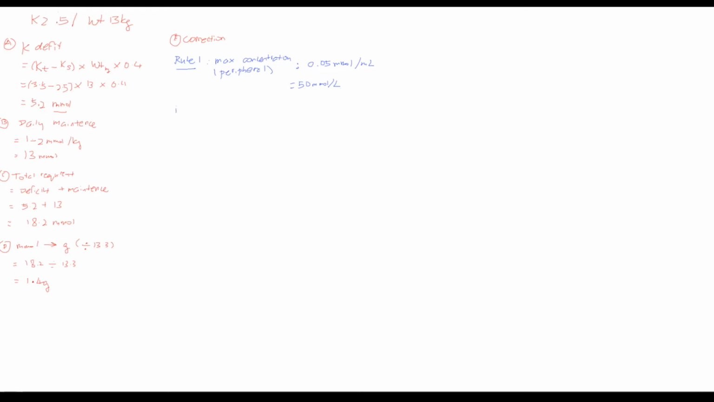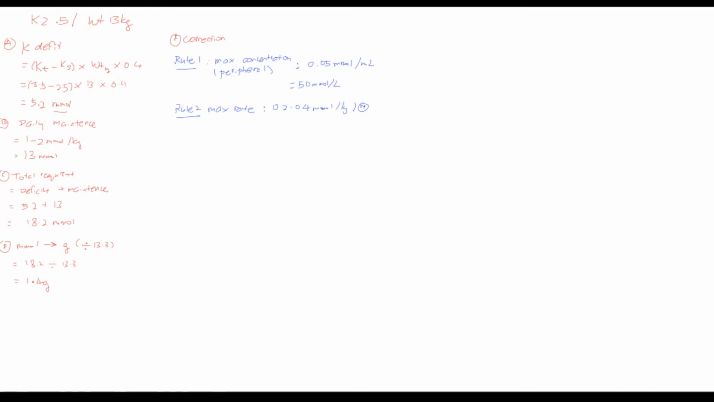Rule number two would be that the maximum rate of correction should be 0.2 to 0.4 millimoles per kg per hour. This is the rate and this is the concentration. This is the maximum rate and the maximum concentration. Okay, so let's go back to our case.